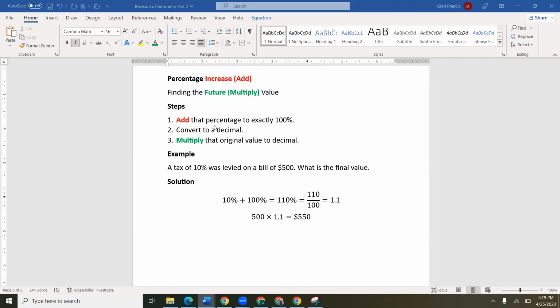Let's follow the steps. Add, convert, multiply. Add for increase, convert to decimal, and multiply because we are finding future value.